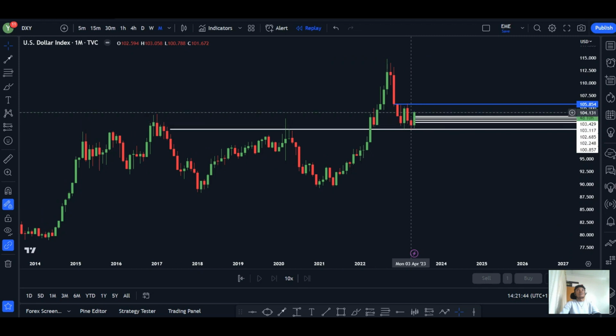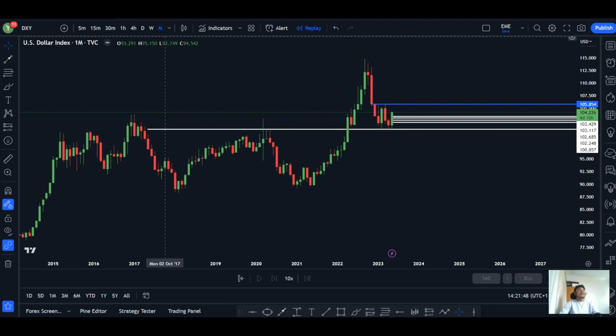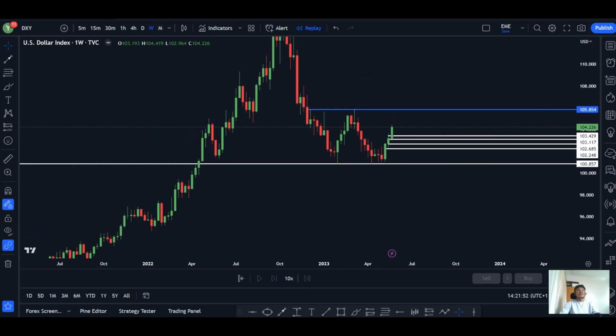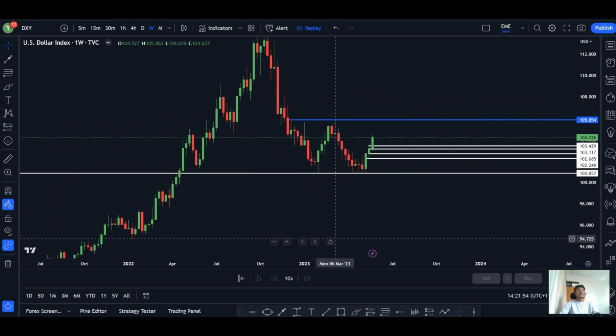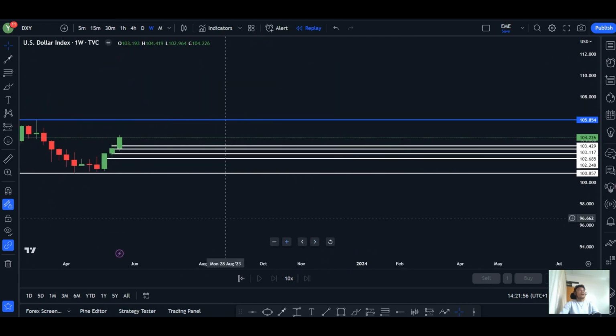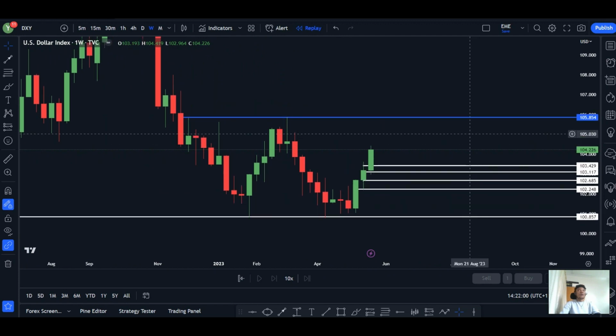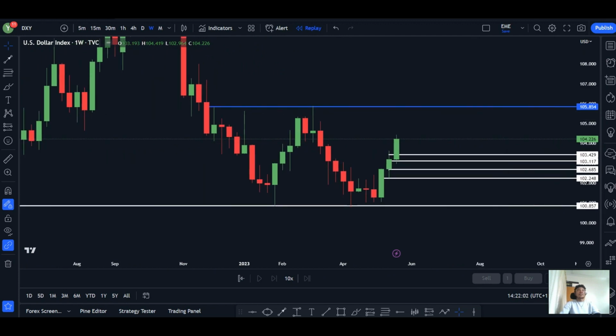This is a strong bullish candle for the month. So we'll be looking at a much stronger dollar as we head into the trading week. And this is not a holistic call out that I'm giving here on DXY.